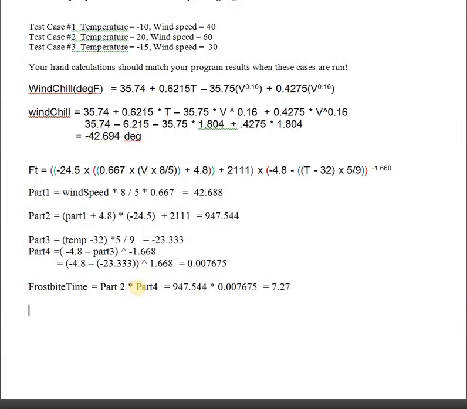Now we want the frostbite time to be an integer, so FT is going to be static cast. Well, we don't actually have to do the static cast, we're just calculating. So if we integerize 7.27, we get 7 minutes. And that's how we calculate frostbite time. So I'll let you guys have the fun of calculating the other two, and I'll see you again in the help for coding the program.